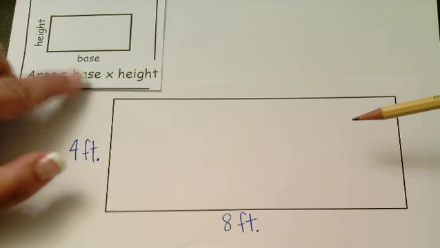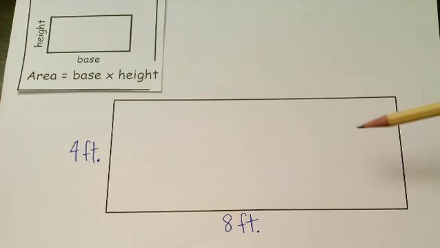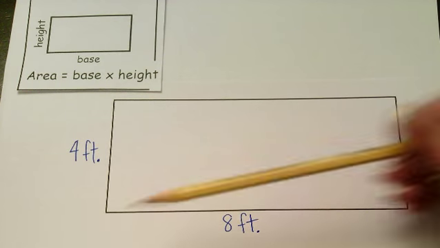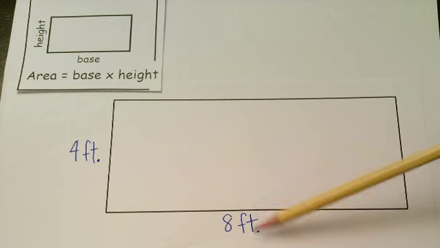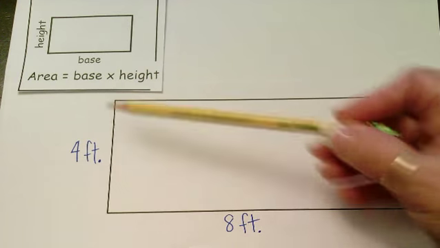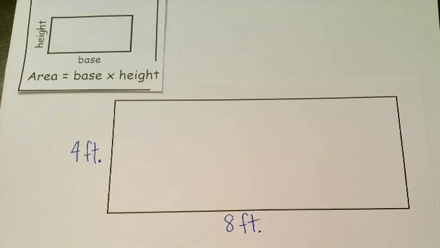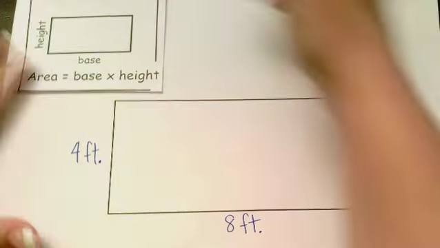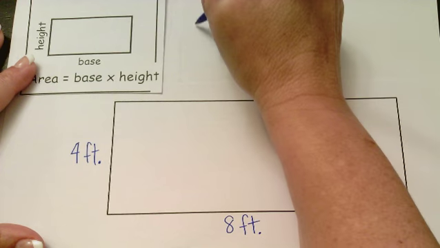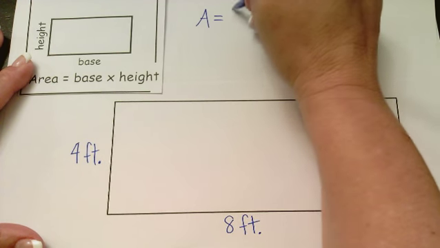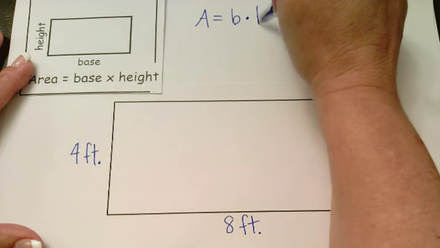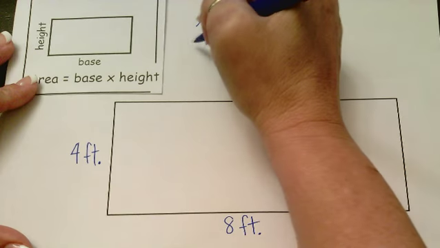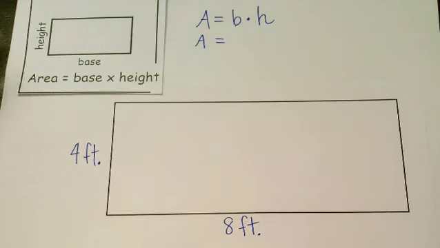We're going to multiply the base times the height. So we can see with this rectangle we have a base, or the bottom of the shape, that is 8 feet long, and from top to bottom it's 4 feet. So we can plug these values into our formula. First I like to copy the formula. Area equals the base times the height. And then in the next step, go ahead and plug in the values.